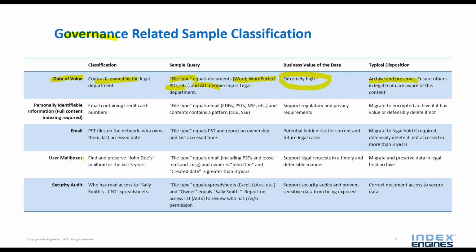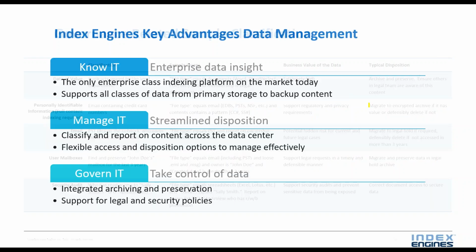Data, for example, looking for personally identifiable information, email containing credit card numbers. So looking at file type equal email, it could be Exchange, it could be Notes, and so on. And then looking for patterns like credit card number, social security number. That stuff could be migrated to encrypted archive, for example. So you can see there's a lot of flexible options and reporting options that are built into the system, as well as disposition options that can occur.